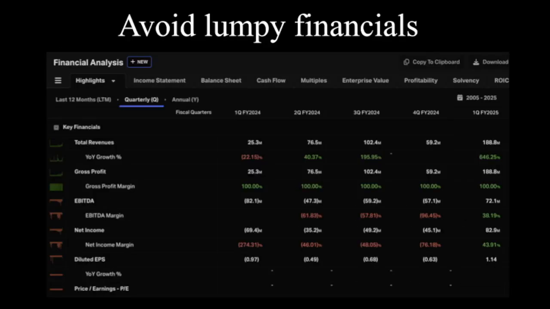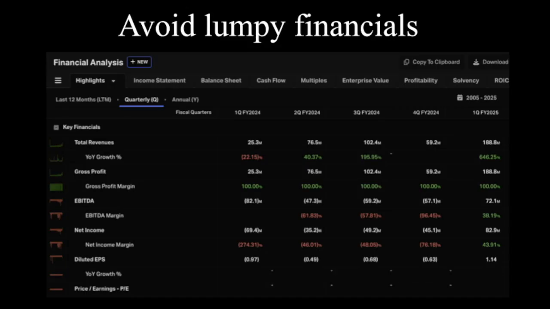Let's take a look at some more financial scenarios to avoid. We want to avoid what I call lumpy financials. And this is where there's not a clear path of acceleration. So for this company, revenue went from 25 million to 77 million to 102 million, and then it had a big drop to 59 million. But on the latest quarter, it seems to have recovered and have gone up to 189 million. Additionally, in this latest quarter, both EBITDA and net income are pretty big. For 189 million of revenue, they got 72 million of EBITDA and 83 million of net income.